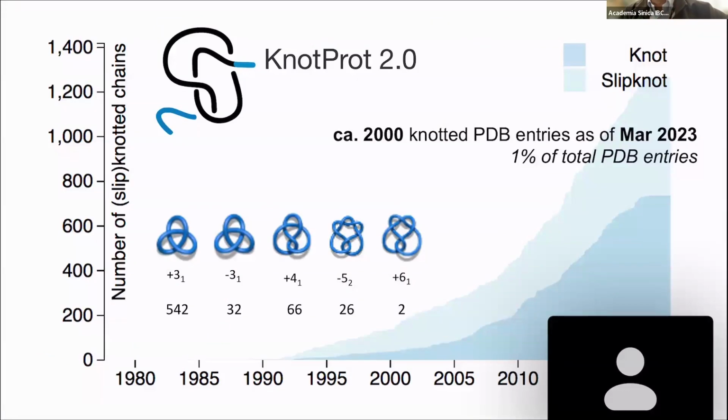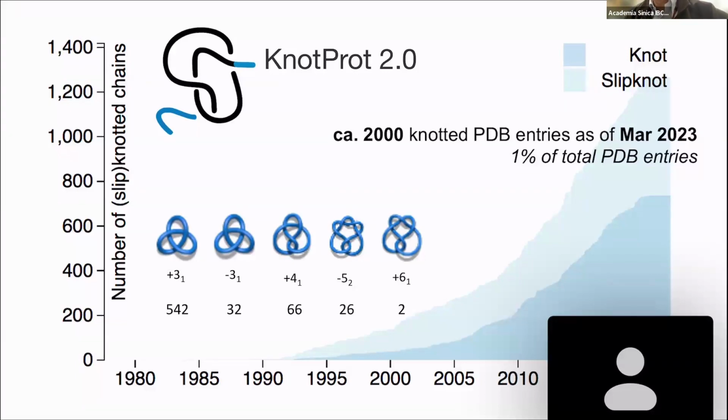These days, there is a server that is widely used in the community called KnotProt, and they systematically update the protein knot entries in the PDB. Earlier last year, there were about 2,000 knotted protein structures reported in the database. That actually corresponds to about 1% of the total protein structures reported in the literature. It's not a huge number, but it's a significant number.